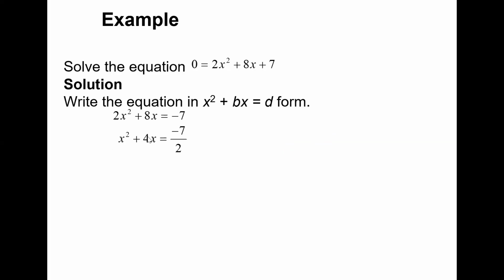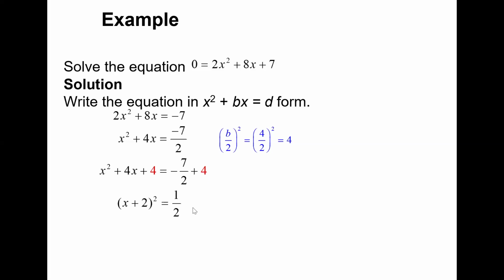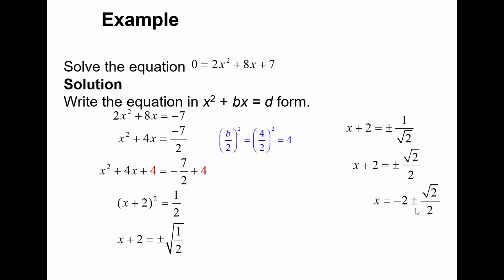So now we have 4 divided by 2 is going to be 2, squared is going to be 4. And so now what we do, we add 4 here, add 4 here. Now we're going to have a fraction on this side, but that's okay because it's a simple fraction. It's just a half. Now we factor that. That's easy to factor. That's just x plus 2, the quantity squared. Now we take the square root of both sides, and then we subtract 2. And so we have x is minus 2 plus or minus the square root of 2 over 2.